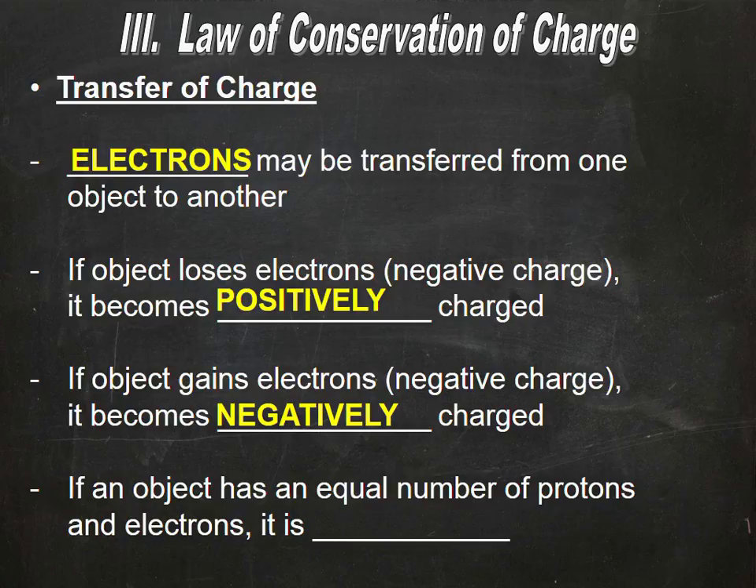And if an object has an equal number of protons and electrons, it is neutral. So neutral objects have an overall net charge of 0, but it doesn't mean that they have no charge at all. There's just an equal number, and that's why it's neutral.